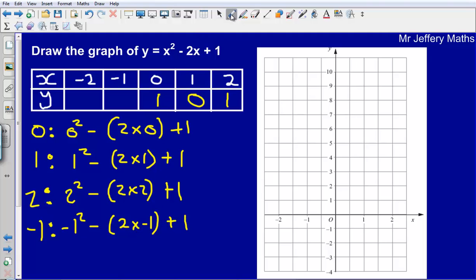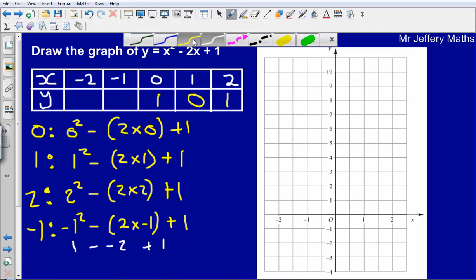Let's write that out just to kind of illustrate what we're doing. So we've got 1 minus minus 2 plus 1. 1 minus minus 2 is 3. Add on 1 gives us an answer of 4.